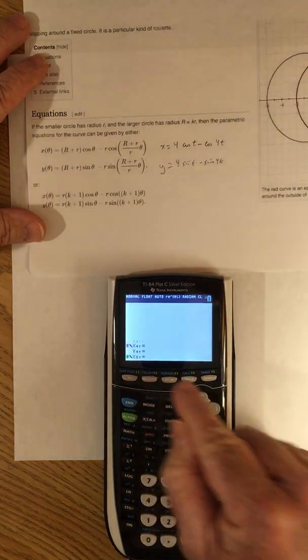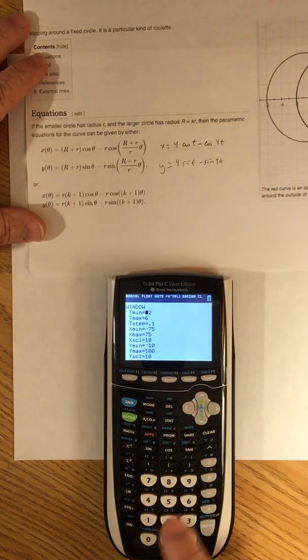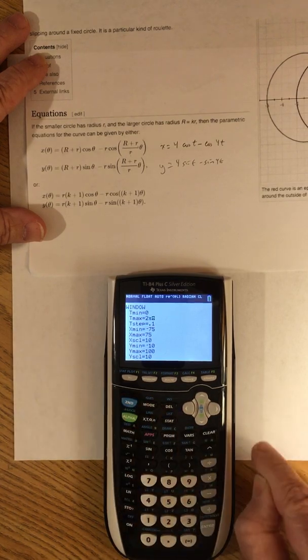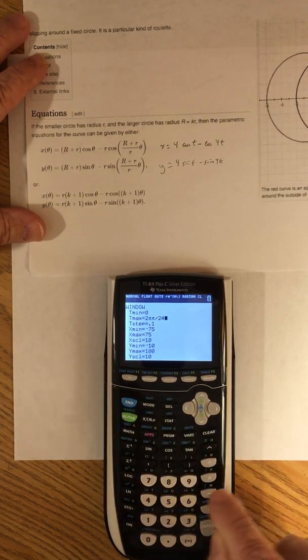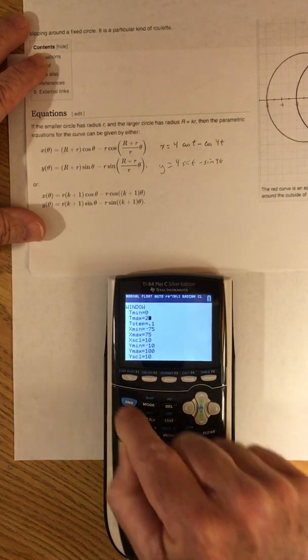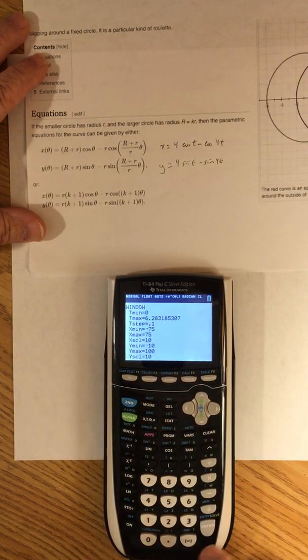All right, now when we go to the window, we're talking about a central angle. So we probably want to go 0 to 2 pi here. And pi over 24 is usually where we go with that. Okay, now, whoops, 2 pi. I'm going to put pi over 24 here.